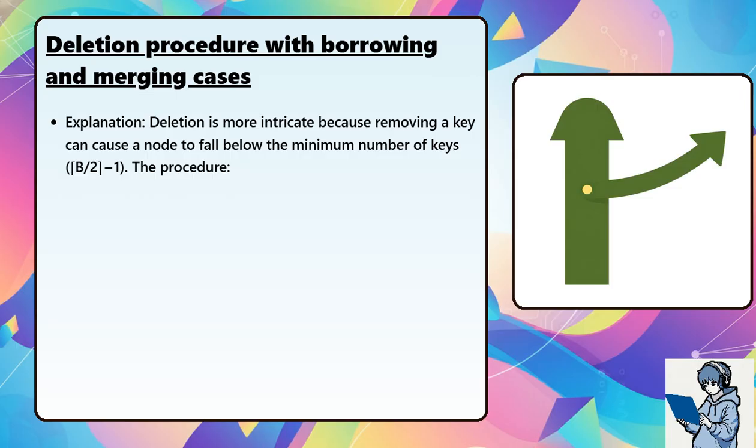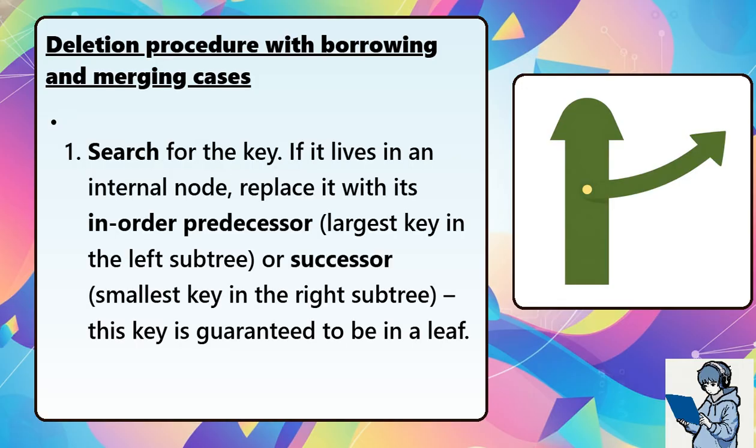Explanation: deletion is more intricate because removing a key can cause a node to fall below the minimum number of keys, ceiling b over 2 minus 1. The procedure: Step 1. Search for the key. If it lives in an internal node, replace it with its in-order predecessor, the largest key in the left subtree, or its successor, the smallest key in the right subtree. This key is guaranteed to be in a leaf.